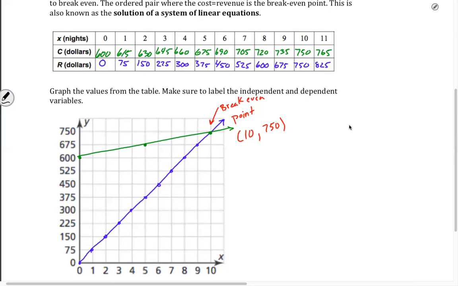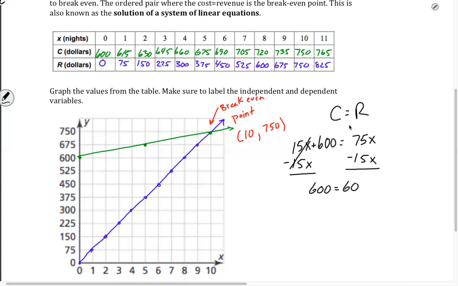Well, we're going to go into this later on, but we know from business, my break even point is when my cost equals my revenue. So I simply have 15x plus 600 equals 75x. So I can go through and actually solve this. Subtract 15x from both sides because 15 is the smaller of the two. So that gives me 600 equals 60x. And then we can divide by 60. And look at that. I get x equals 10.